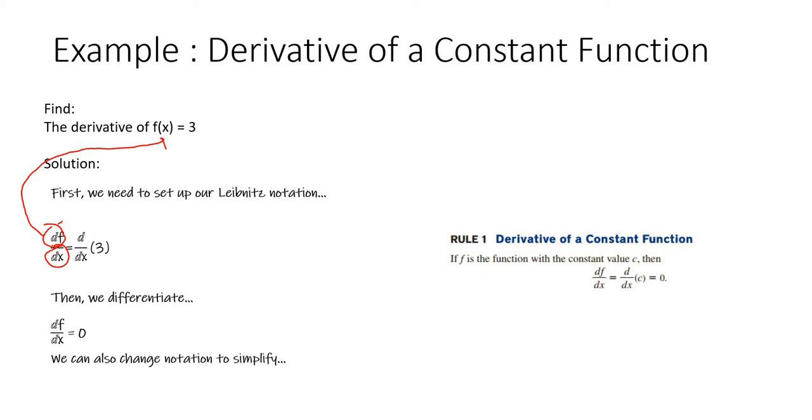We can also change the notation and simplify it to f prime of x is equal to 0. So again, remembering that this is Leibniz notation right here, and this is f prime of x. Both of them mean the same thing. It's just that when we're going through the steps of differentiation like we did right here, Leibniz notation is preferred. But then later, if you want to simplify the way that it looks, we can use the notation f prime.